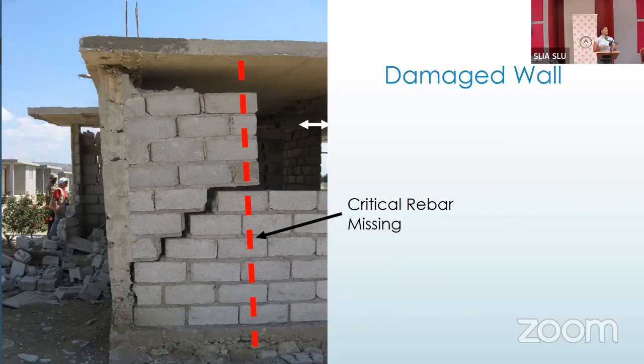So yes, while you might have your running bond, which helps to tie the wall itself together, we also need that reinforcement to help keep everything together so that the load is transmitted, especially if it is a load-bearing wall.